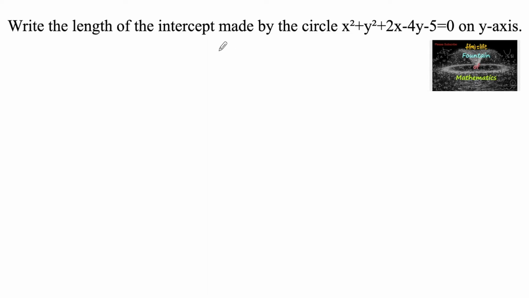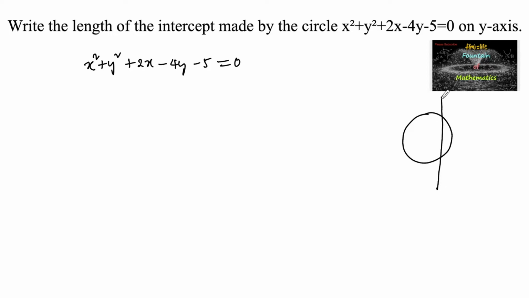Write the length of the intercept made by the circle x square plus y square plus 2x minus 4y minus 5 equals to 0 on y-axis. So here is a circle which cuts the y-axis. Let us consider 2 points, say A and B. Then we can say AB is on the y-axis, a vertical line. So AB is called the intercept, the length of the intercept. We need to find the length AB.